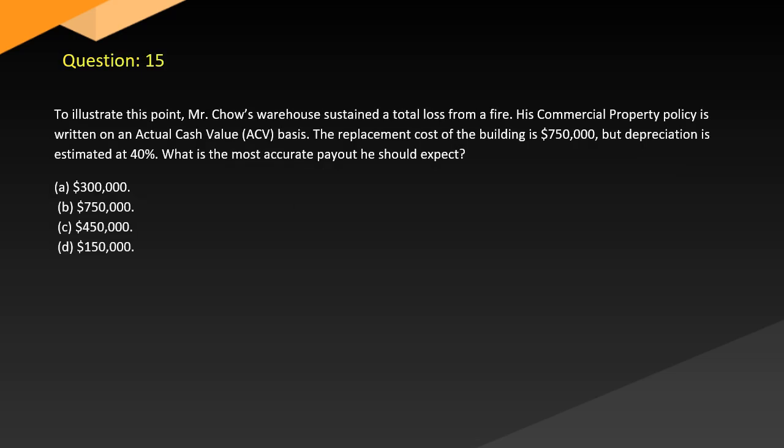Question 15. To illustrate this point, Mr. Stichow's warehouse sustained total loss from fire. His commercial property policy is written on an actual cash value (ACV) basis. The replacement cost of the building is $750,000, but depreciation is estimated at 40%. What is the most accurate payout he should expect? A. $300,000. B. $750,000. C. $450,000. D. $150,000.